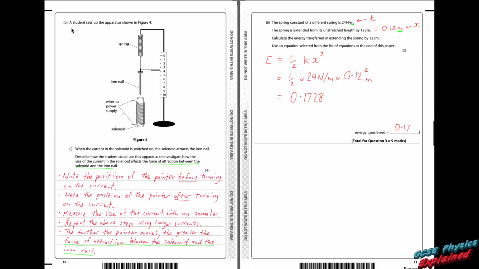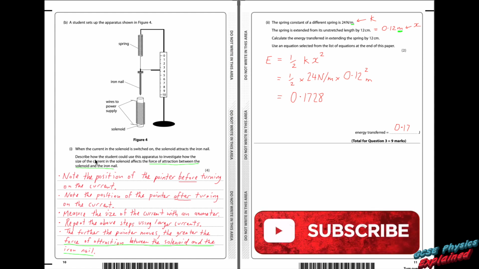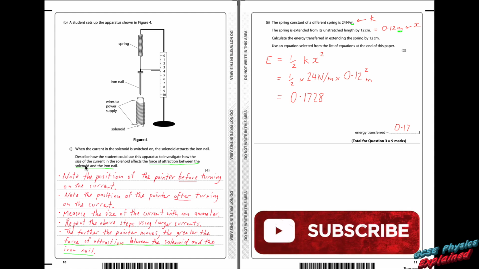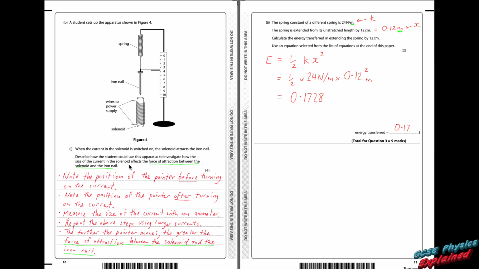Part B. The student sets up the apparatus shown in figure 4. When the current in the solenoid is switched on, the solenoid attracts the iron nail. Describe how the student could use this apparatus to investigate how the size of the current in the solenoid affects the force of attraction between the solenoid and the iron nail.